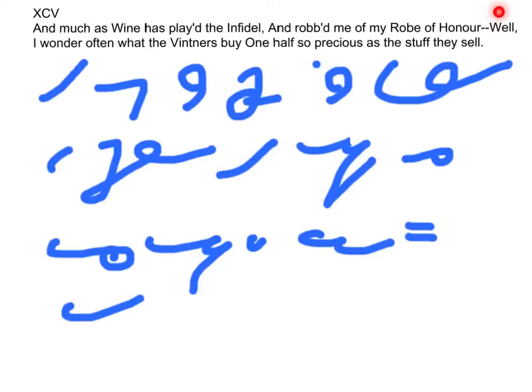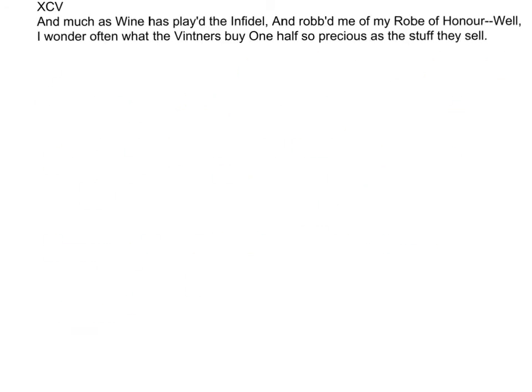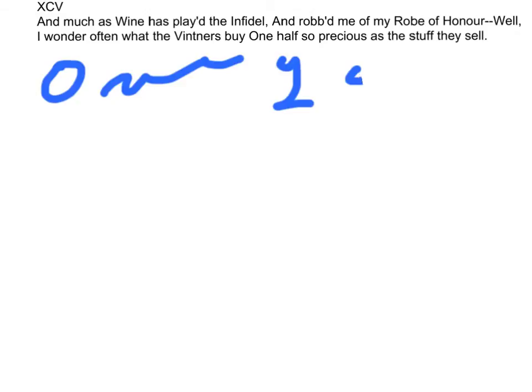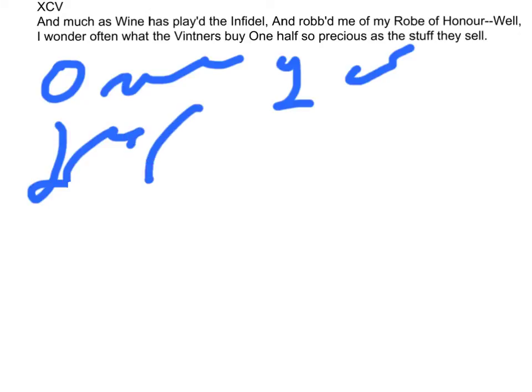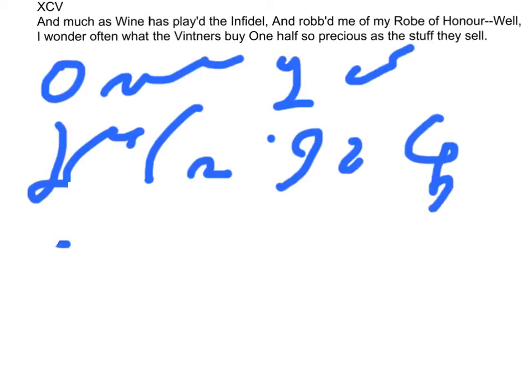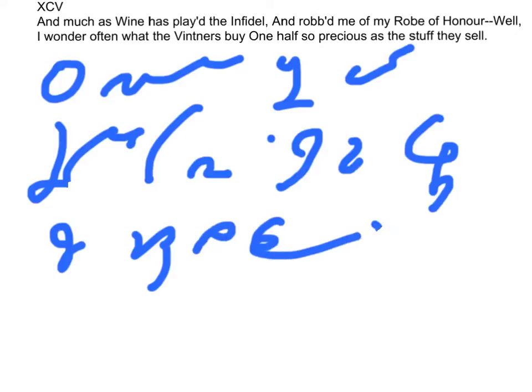Well, I wonder often what the vintners buy one half so precious as the stuff they sell. That's one of the more famous lines also in the Rubaiyat.